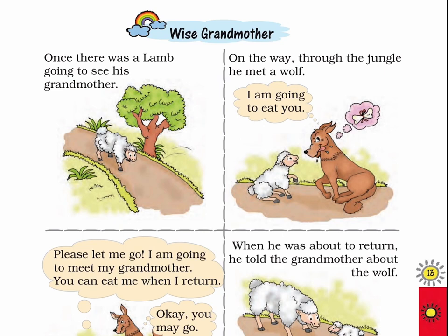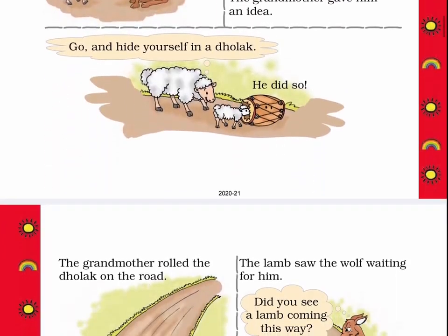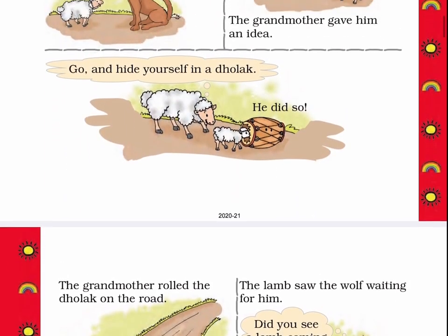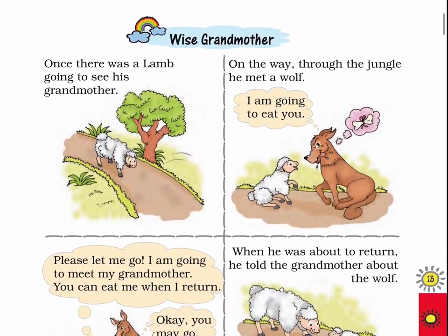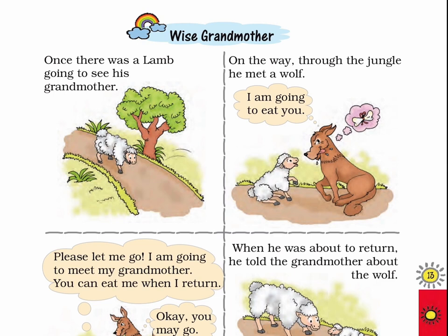Object 1. Dholak. Dholak is a drum-shaped musical instrument. It has a sound like. Dholak has empty space inside and both sides are covered with thick cloth. Let's hear the story and see the pictures.